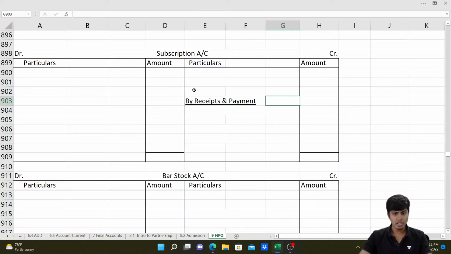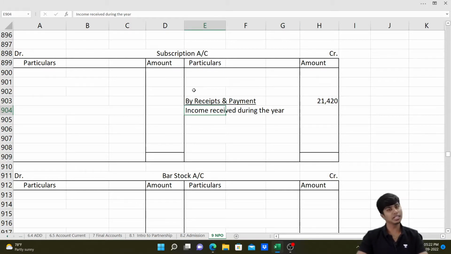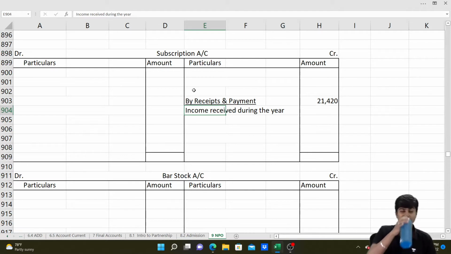How much is that? 21,420 rupees. That is income received during the year. This is not the current year income, because we might have received more or we might have received less. Last year's money also might have been included in this, or next year's money also might have been included in this. We should adjust those before we find current year income.